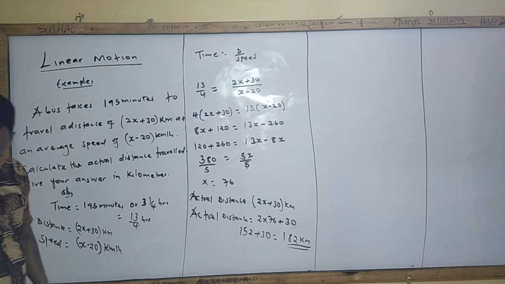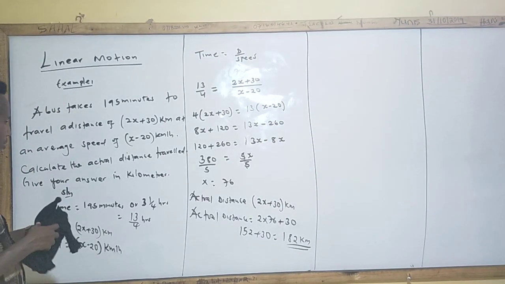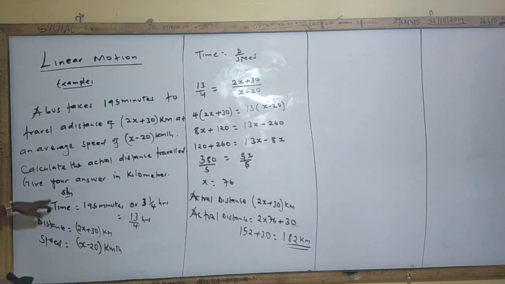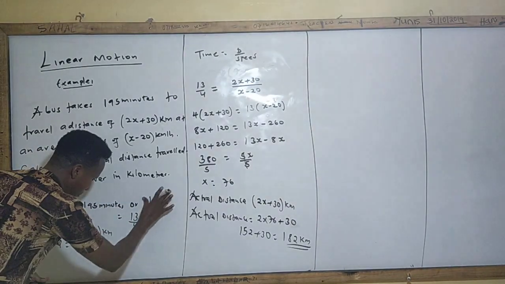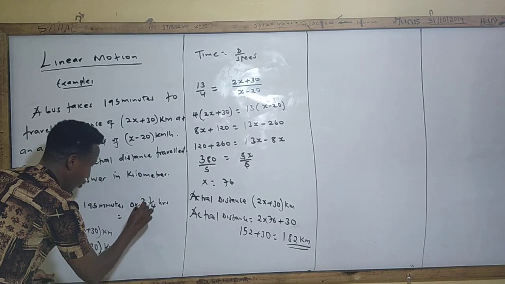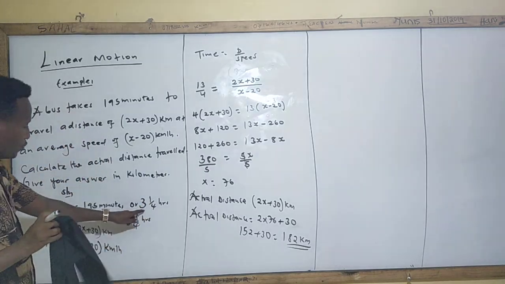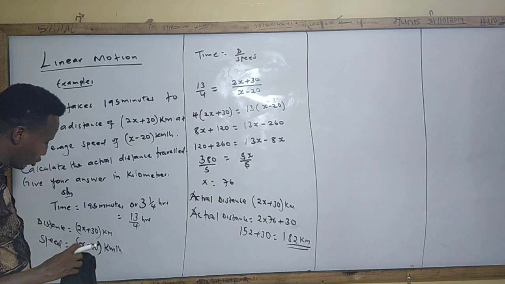Let me write here another example. I hope you're getting this. We have time, which is 195 minutes, equivalent to 3 whole number 1 out of 4. Remember, this is a mixed fraction. As an improper fraction, it will be 13 out of what?